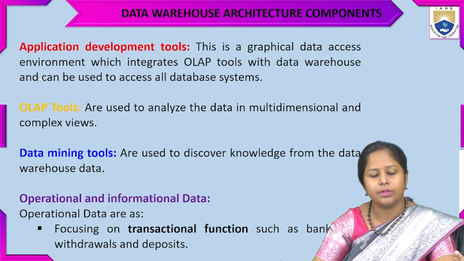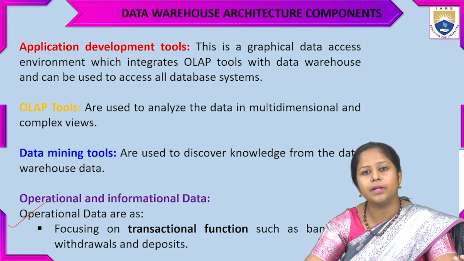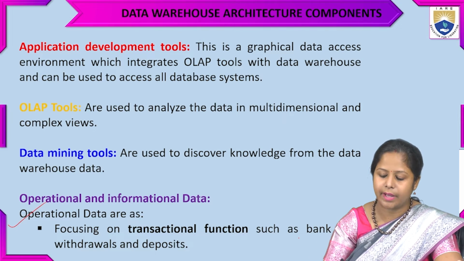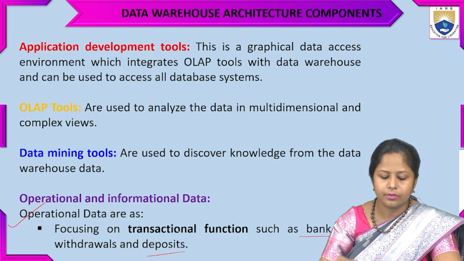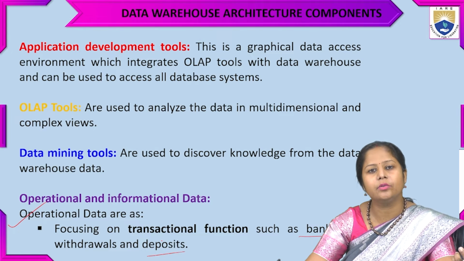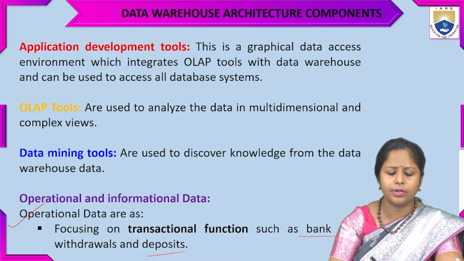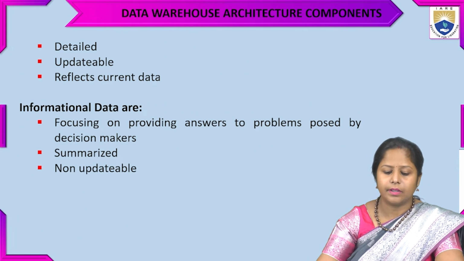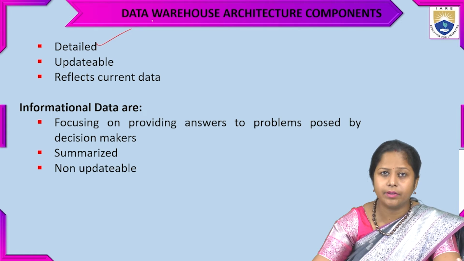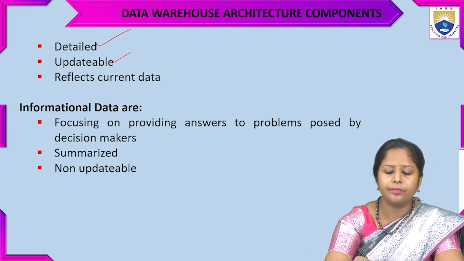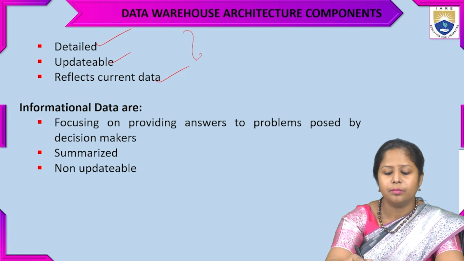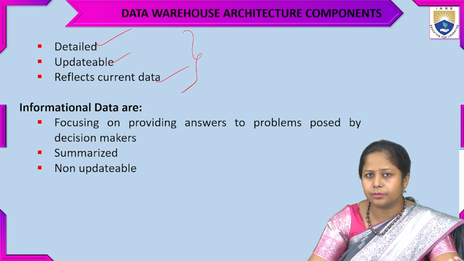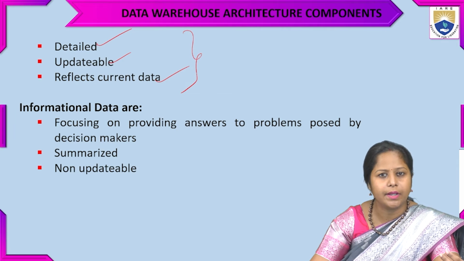In the architecture, the operational data is focused on transactional functions like bank card withdrawals and deposits. So basically all the data related to transactions will be stored in the operational type of data. The data will be detailed and updatable, and it will reflect the current data. That is the live transactional data of any bank or any transactional industry.